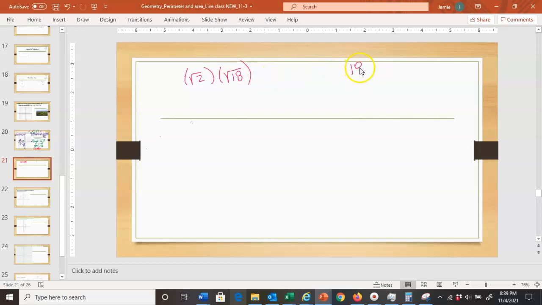So remember, we can do our factor trees. We're looking for a perfect square within 18. So 2 times 9 is 18. Oh, there's our perfect square, right? Because 9 is 3 times 3. And remember, a perfect square is when you multiply it by itself. So we can write root 18 as square root of 9 times square root of 2.